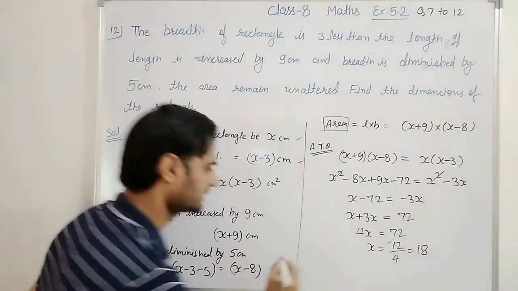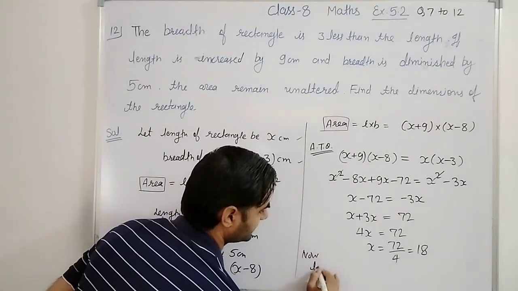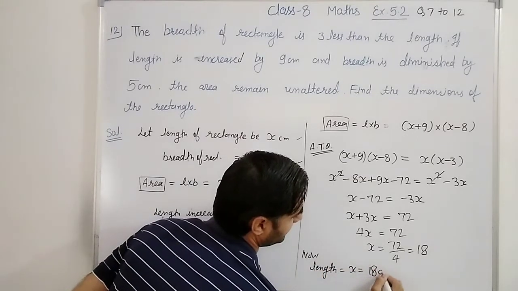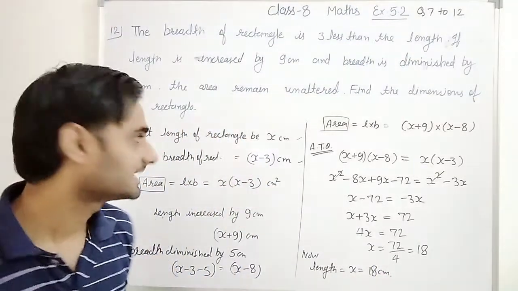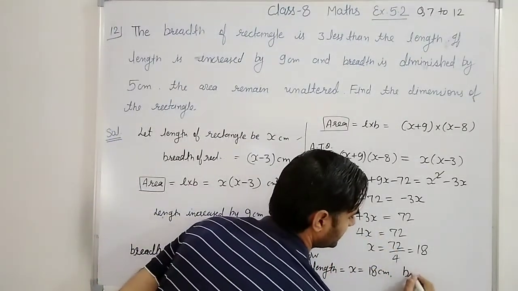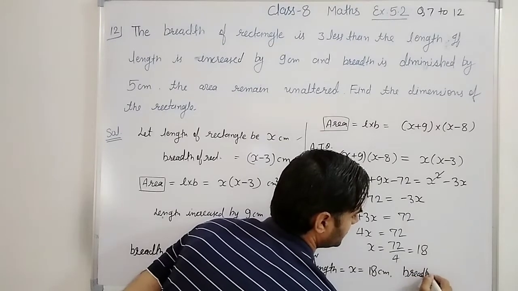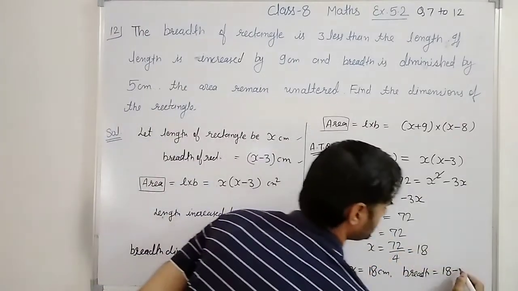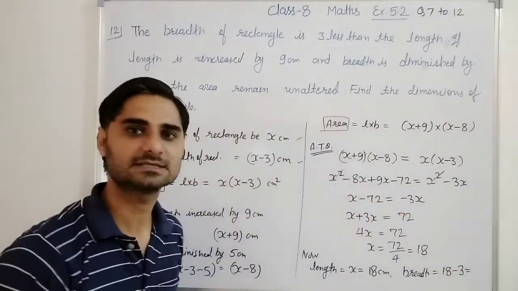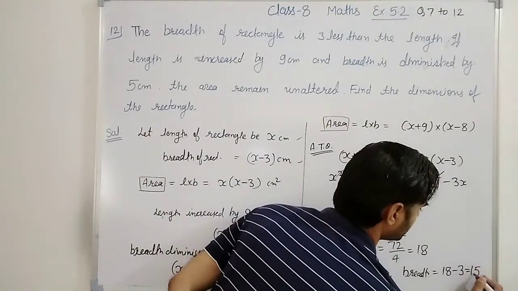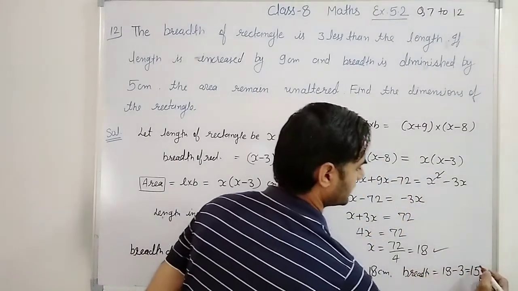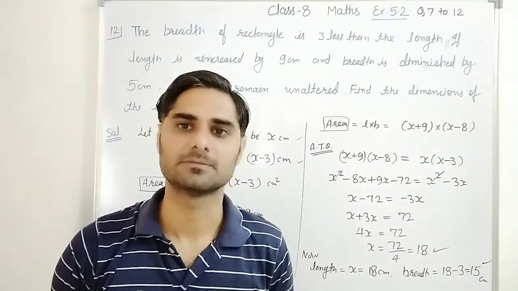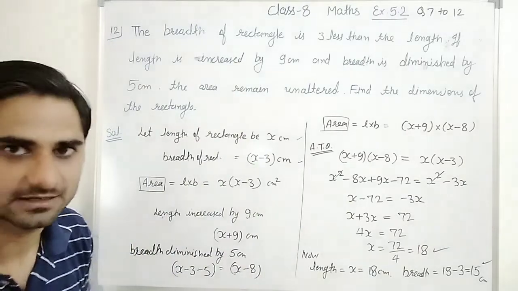So the length is x only. Now length is equal to x, that is 18 centimeter. Second is breadth. Breadth will be how much? Breadth is equal to x minus 3. So x minus 3 will be 18 minus 3, which is equal to 15 centimeter. So one is 18 and one is 15 centimeter. These are the length and breadth of the given rectangle.